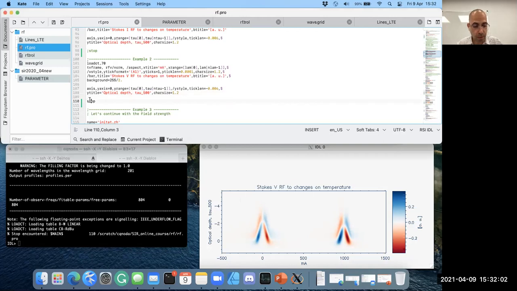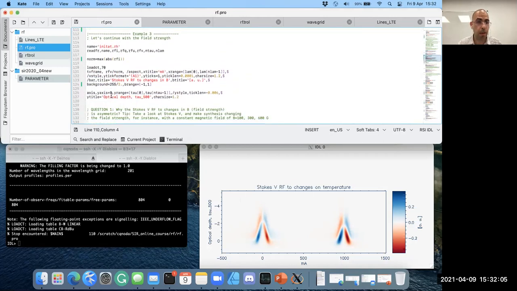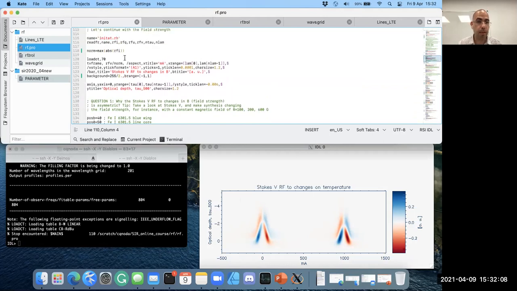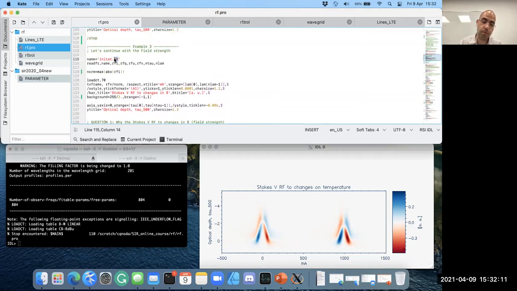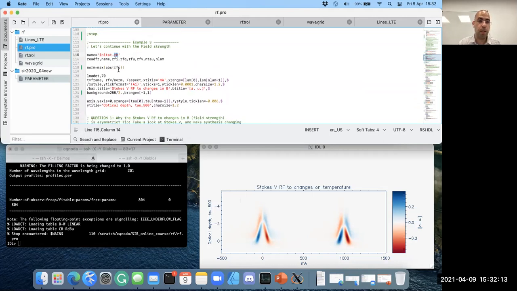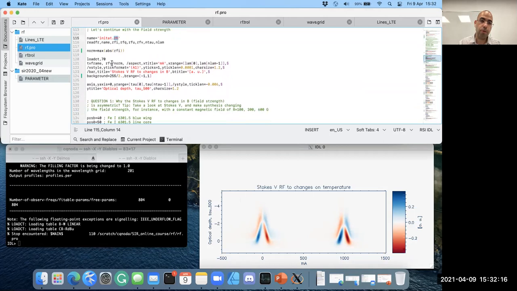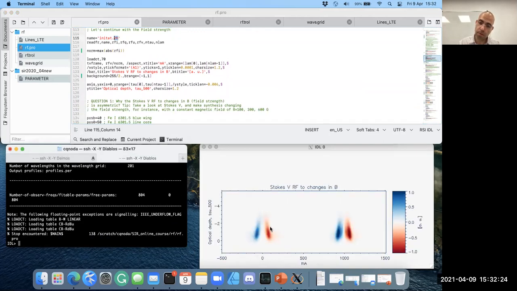So in fact, I'm going to show you a simpler case. In this case I'm reading the response function to field strength, and I'm normalizing them again. So what I'm going to show you is the Stokes V response function to perturbations on the field strength. And now it looks a bit more simple. So the idea is that, again, there's no value for the response function outside the region where we have spectral lines. Now we have two colors, and a white line here in the middle.